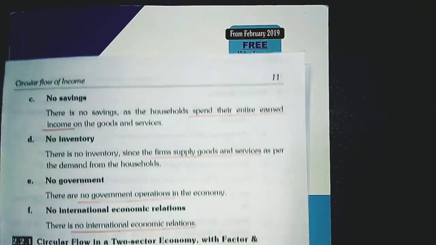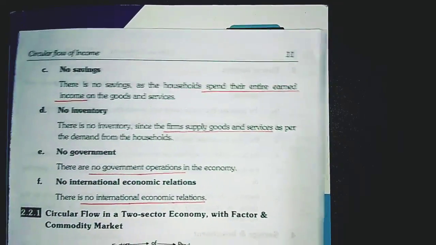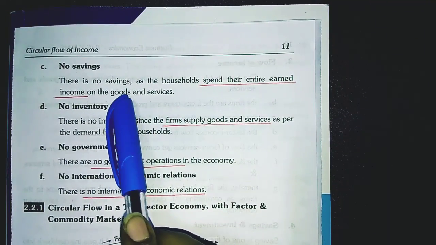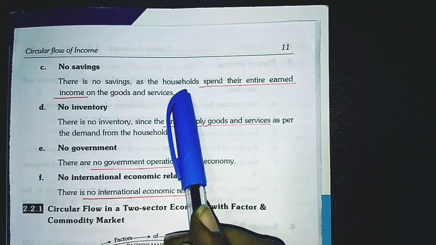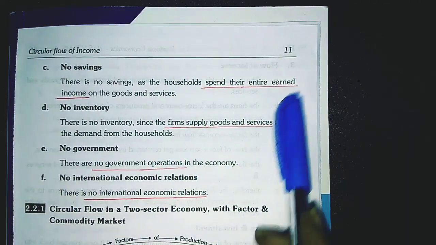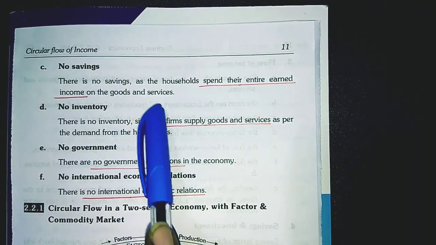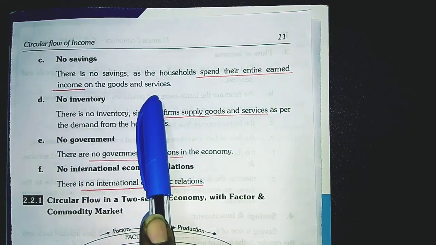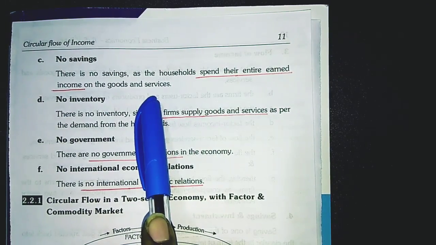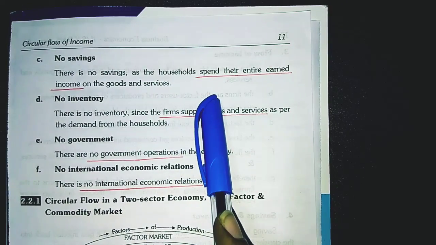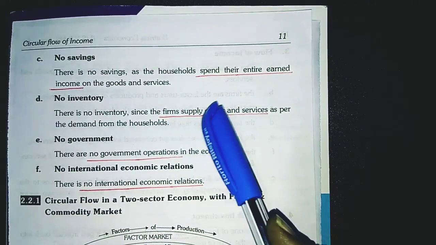Now the third assumption is that there are no savings. What is the meaning of no savings? It means that whatever the households earn, they spend the entire amount. If an individual is earning a salary of rupees 1 lakh, he spends the entire 1 lakh rupees. This is the assumption we have made in the circular flow in the two sector economy.